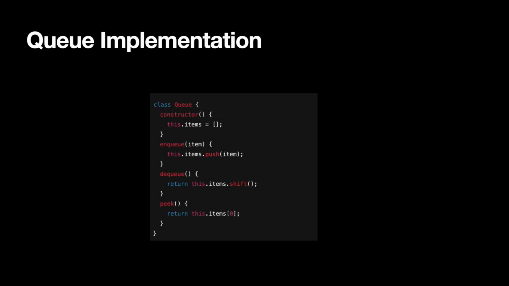Here's what a queue would look like in JavaScript. Again, it's implemented with an array, but you don't exactly use all the regular array methods on a queue.